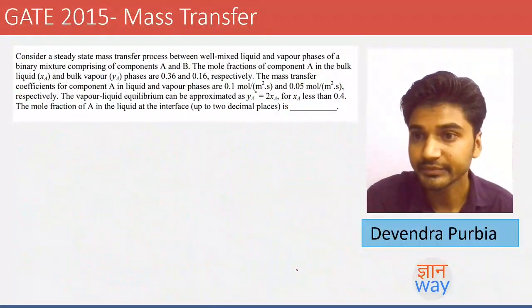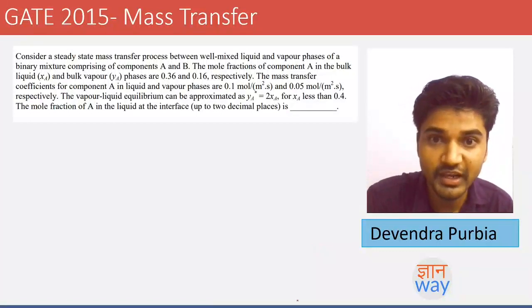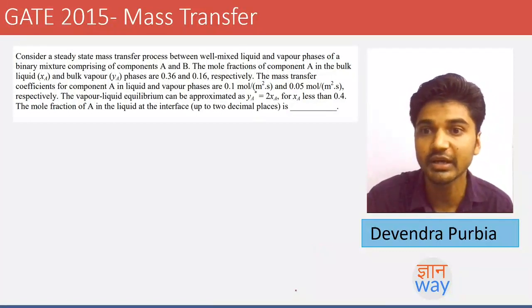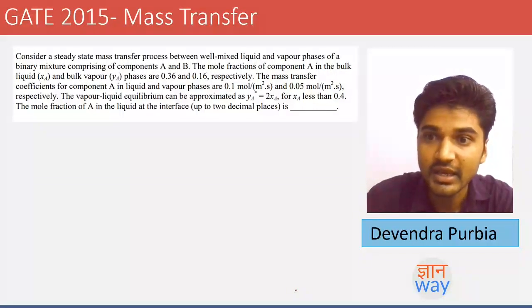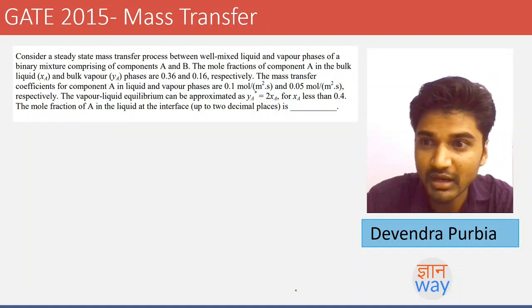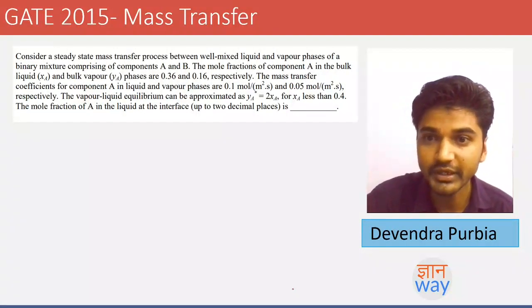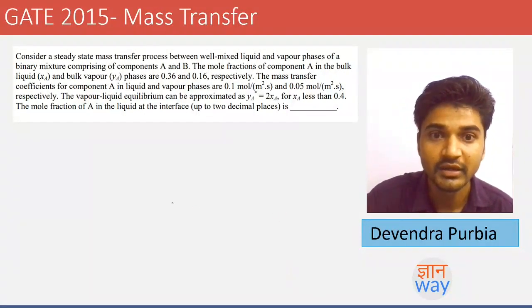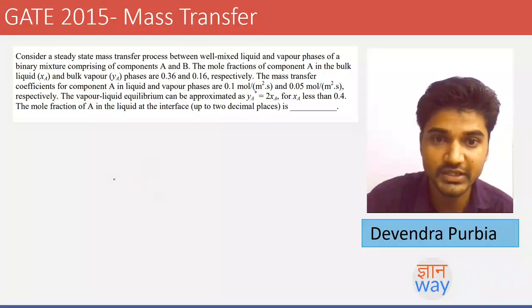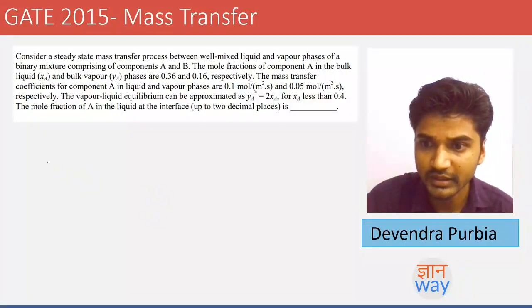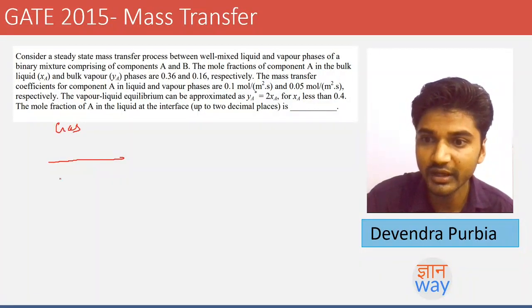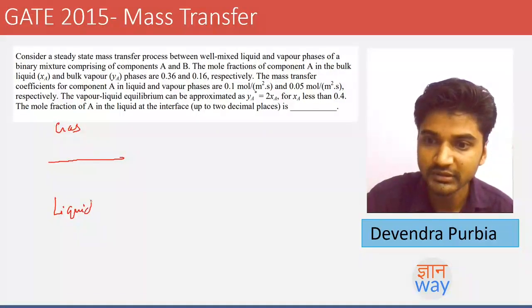Now consider a steady state mass transfer process between a well mixed liquid and vapor phase of a binary mixture comprising components A and B. The mole fraction of component A in the bulk liquid xA and the bulk vapor yA are given. The mass transfer coefficients of component A in the liquid and vapor phase are given, and the vapor liquid equilibrium curve is given as y star equals this expression. So we are considering that this is the interface. Here gas is present and here pure liquid is present.